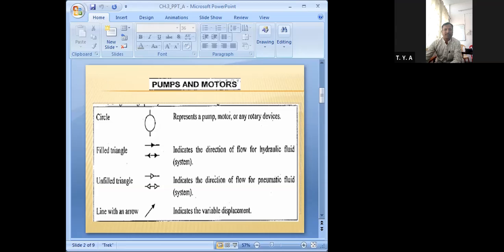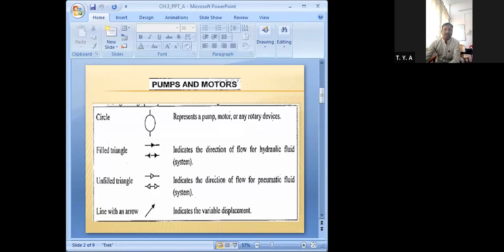This symbol means this circle. This circle represents the pump, motor, or any rotary device. Then if a symbol is a filled triangle, that indicates the direction of the flow for a hydraulic fluid system.